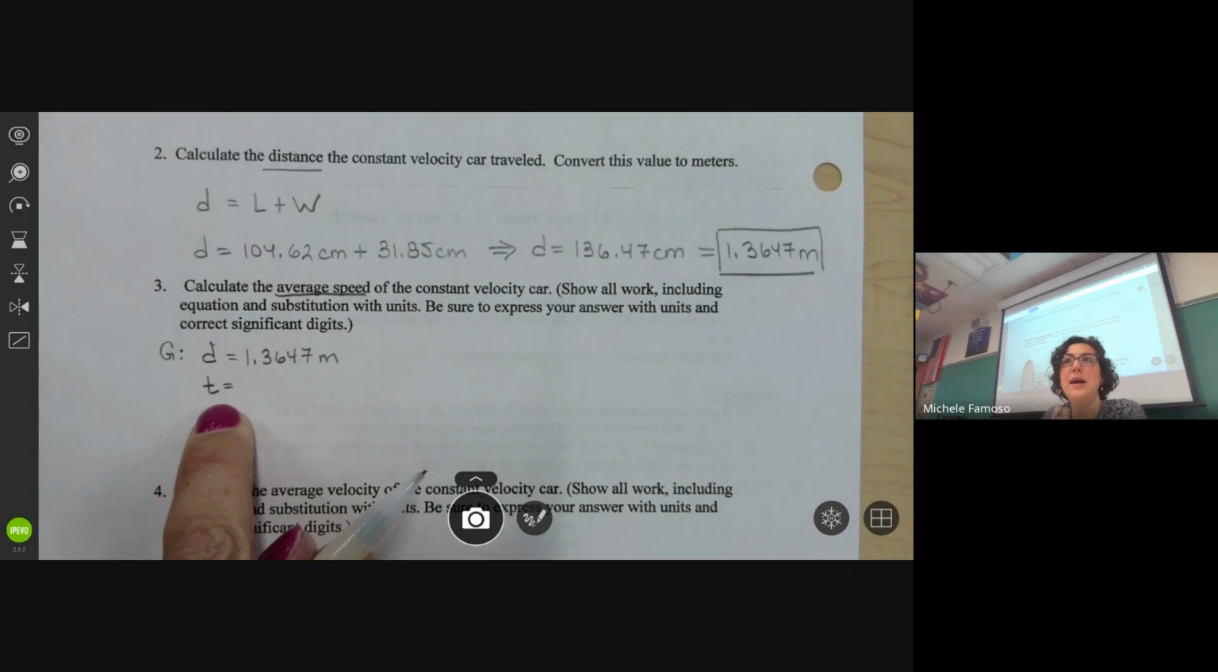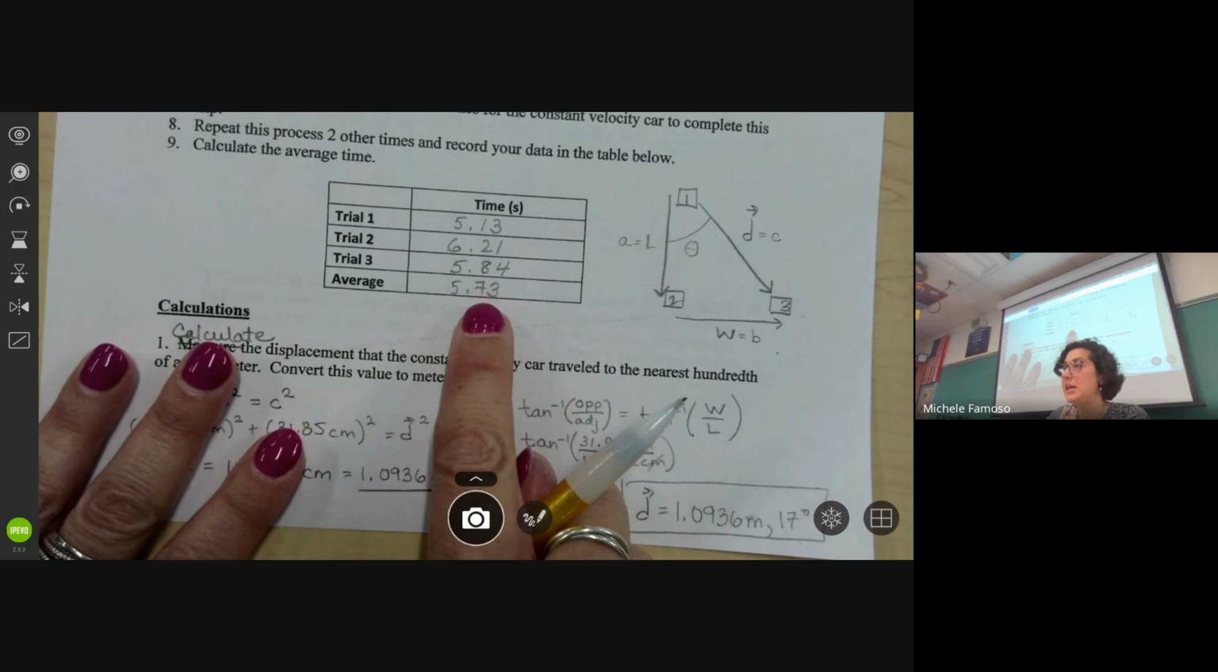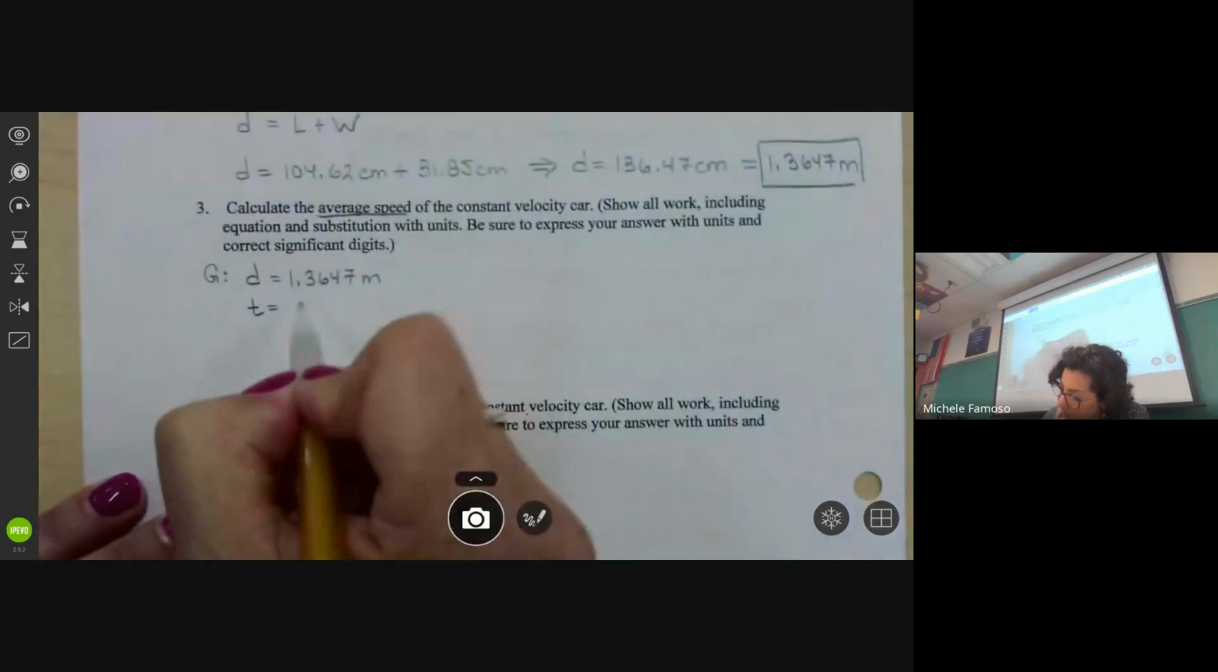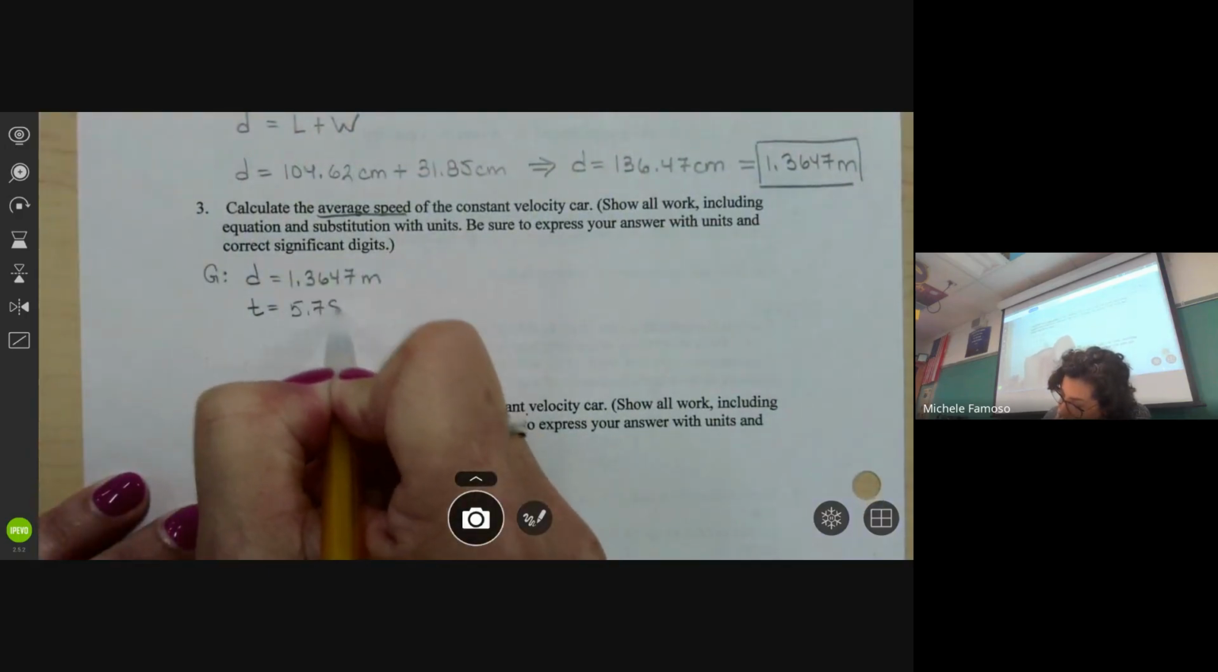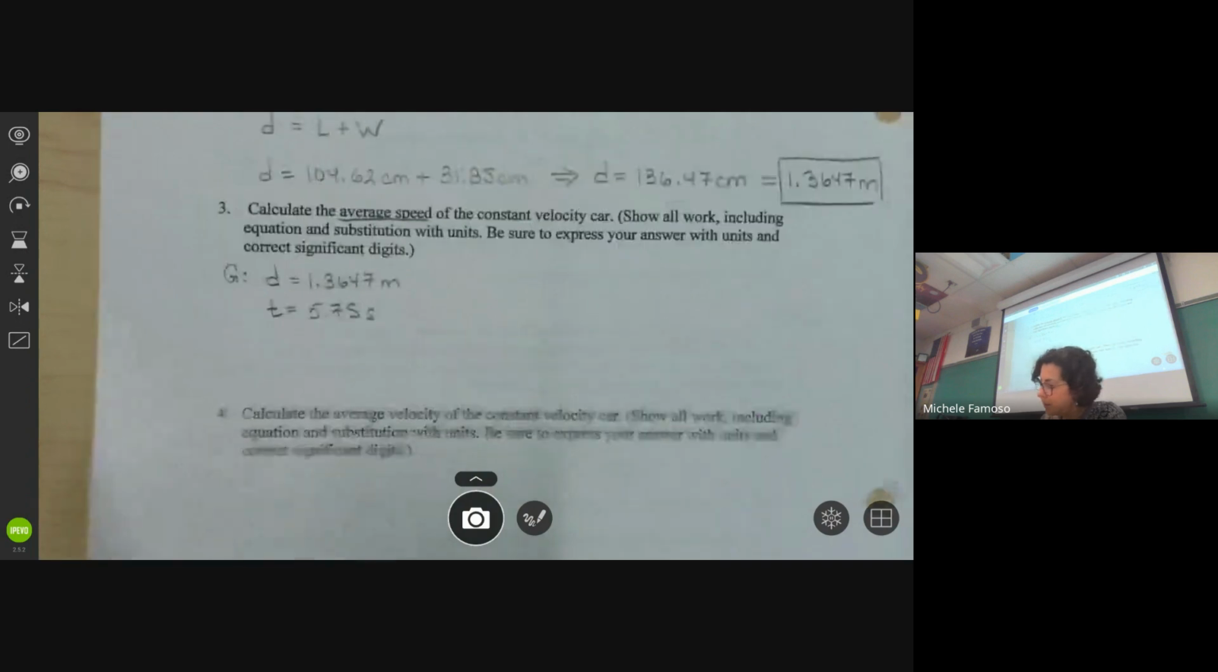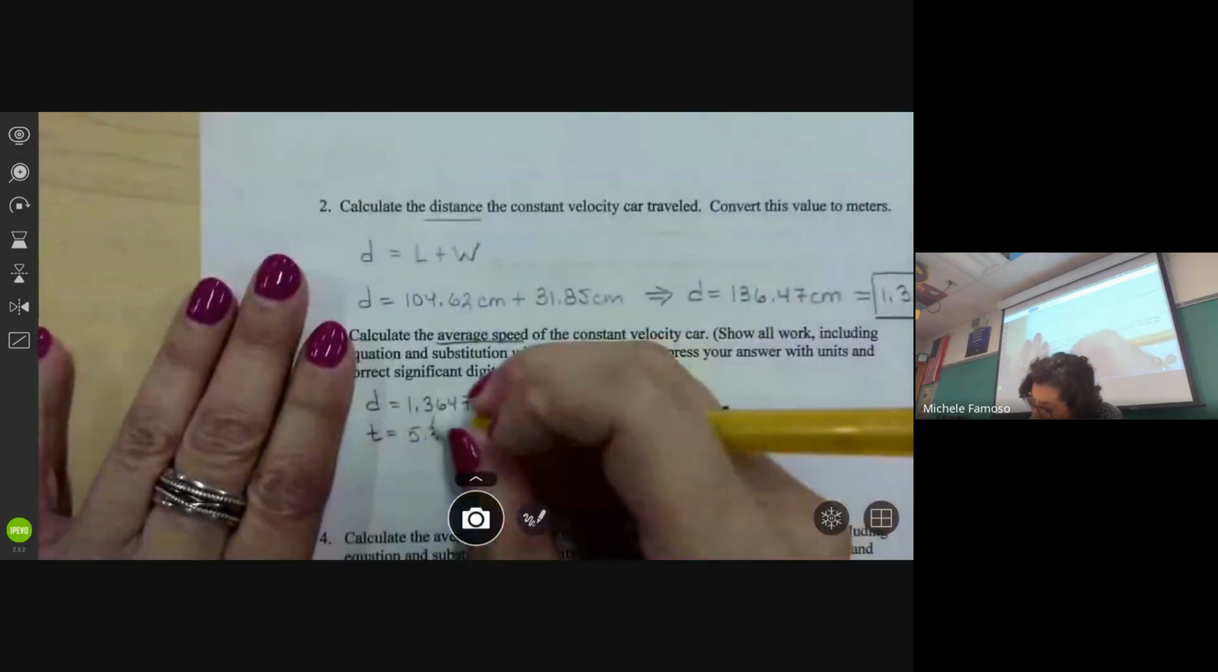Where am I going to get the time from? Alex, what do you think? Yeah, the table. It's the average in the second table. Use the average value, please. Use your average time. 5.73, not 5.